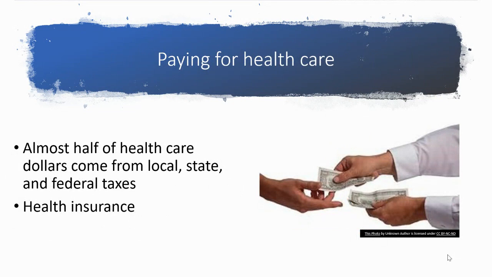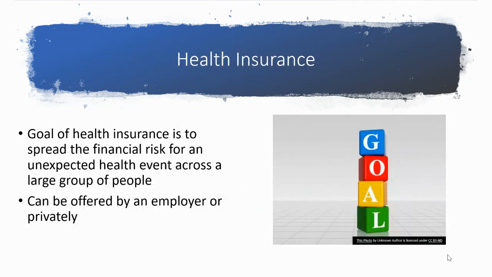So how is healthcare paid for? Almost half of all healthcare in the United States comes from local, state, and federal taxes. The other half is made up by health insurance. The goal of health insurance is to spread the financial risk for an unexpected health event across a large group of people. It works under the same principles as auto insurance. Health insurance in the U.S. can be offered by an employer or can be purchased privately.